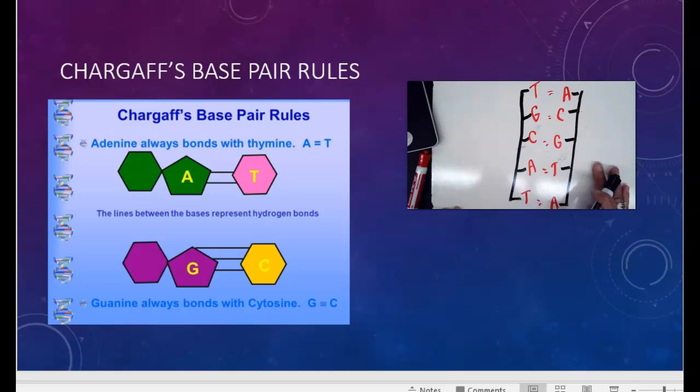We're not super concerned about the sugar and the phosphate group because it's the same in every single nucleotide. It's the same in this nucleotide, in this nucleotide, in this nucleotide. What we're focusing on is what's happening with the nitrogen base position. Okay, adenine, thymine, guanine, cytosine. A's and T's always join together. C's and G's always join together.